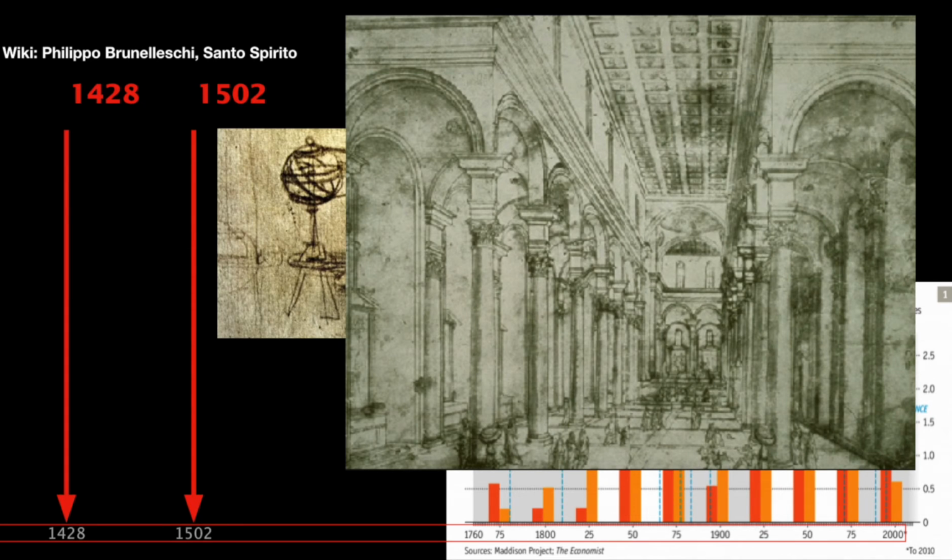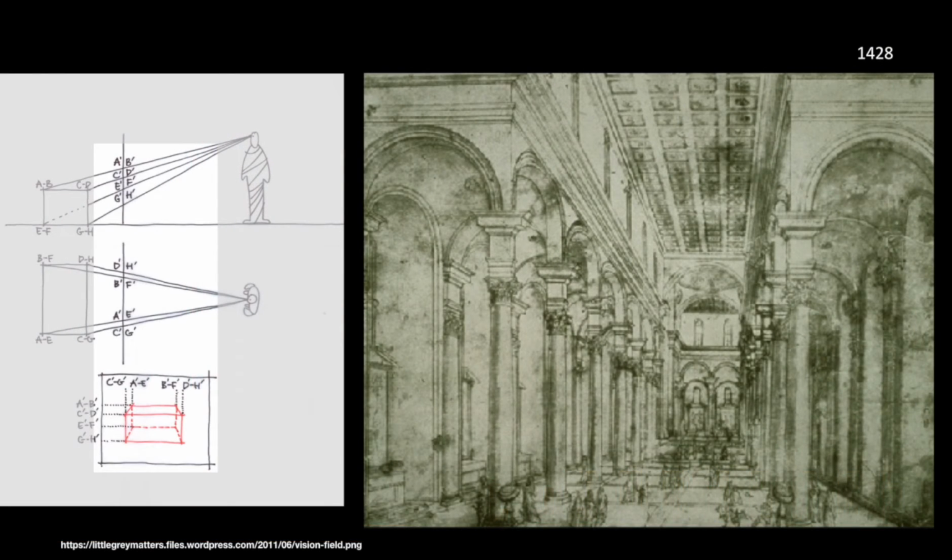But we need to go even further a bit, because of how to depict the image on a two-dimensional surface. We know exactly what the year of that invention is, and that is 1428. It is Filippo Brunelleschi, and this is probably one of the first images he made. Vasari has recorded it. He actually made three important images.